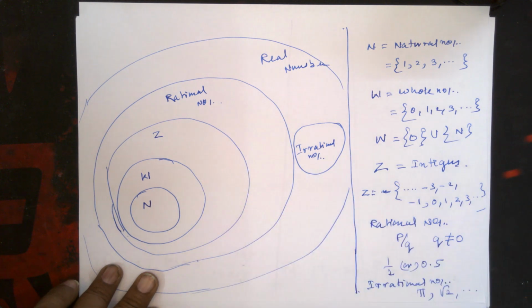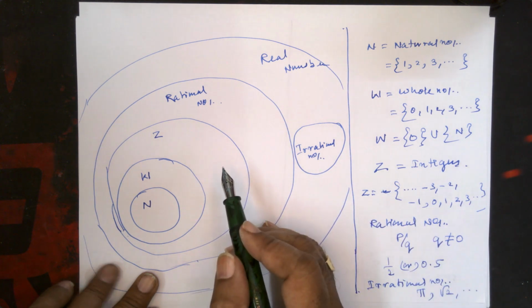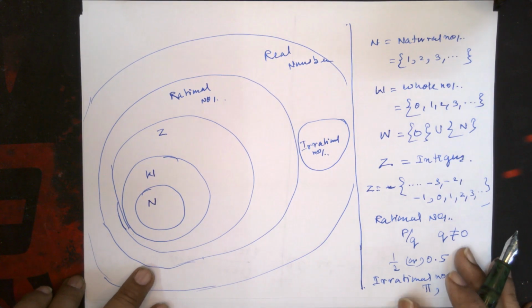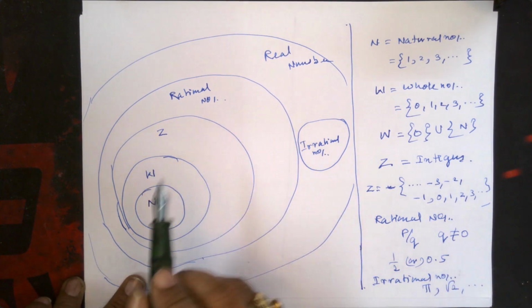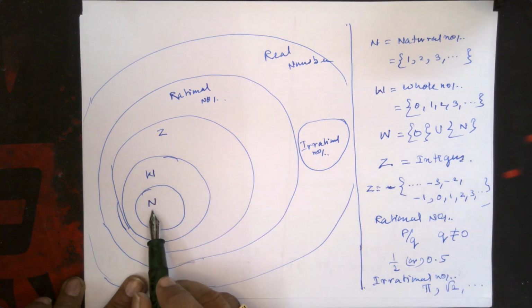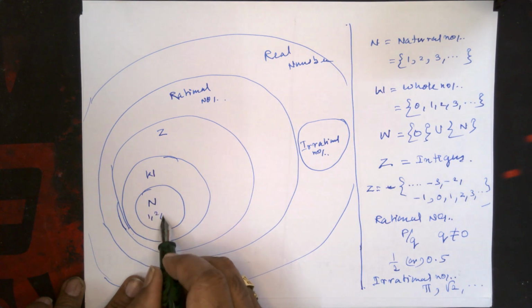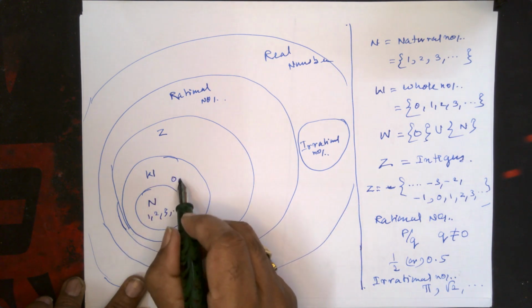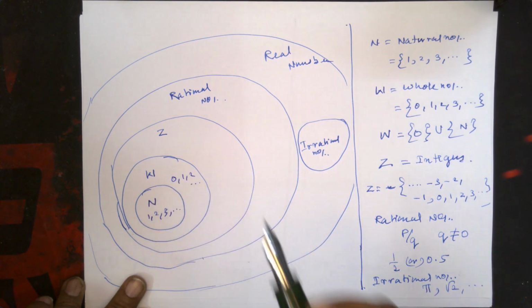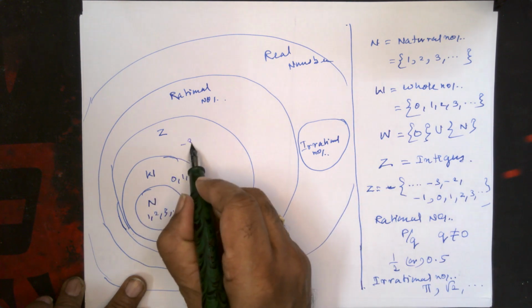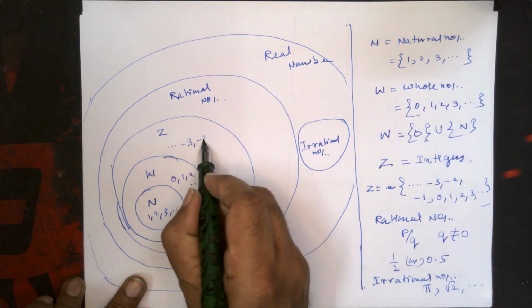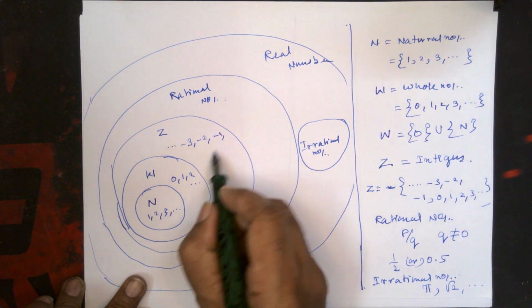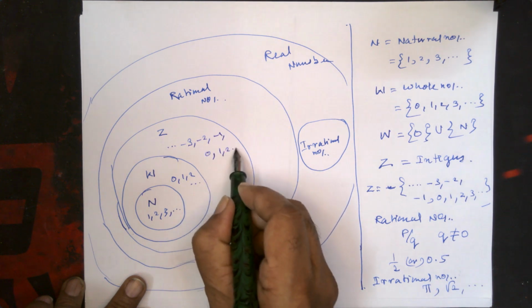So those details can be explained later, right? Okay. So in this case, what I want to stress is, at least you should know what is a natural number. So what is a natural number? 1, 2, 3, etc. What is a whole number? 0, 1, 2, 3, etc. What is an integer? Minus 3, minus 1, 0, 1, 2, etc.